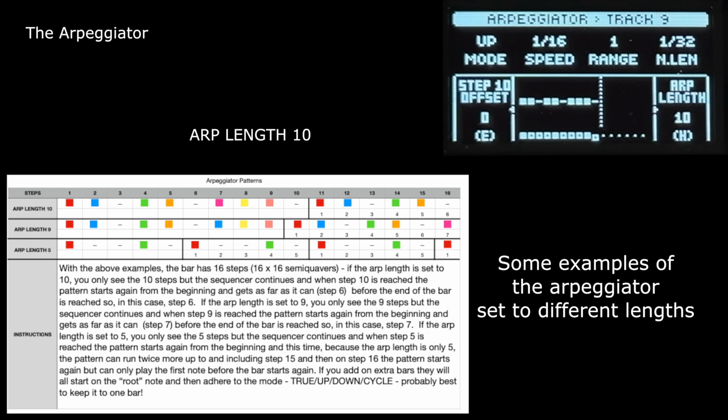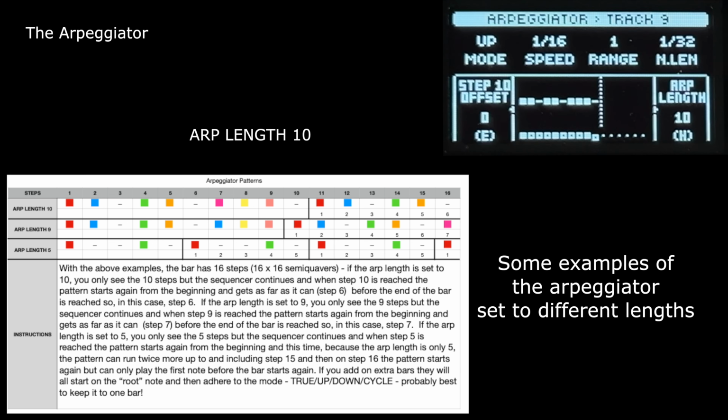Let's look at these first 10 steps as I play this. 1, 2, gap, 4, 5, gap, 7, 8, 9, gap. Okay, so that's what we've got in our pattern. Gap, gap, gap. Now what happens next is a bit confusing.